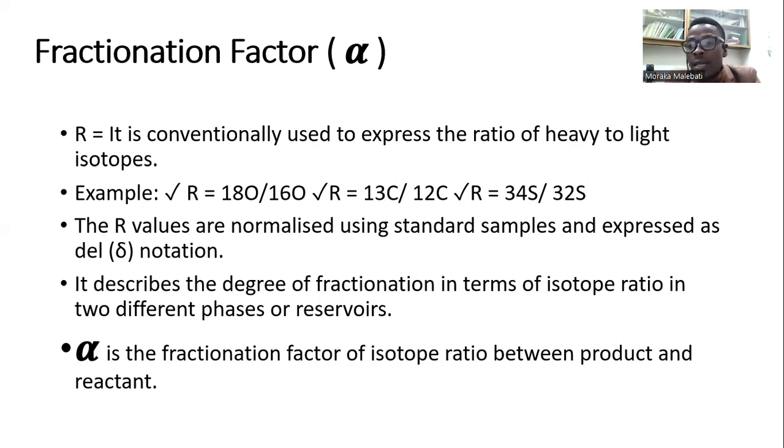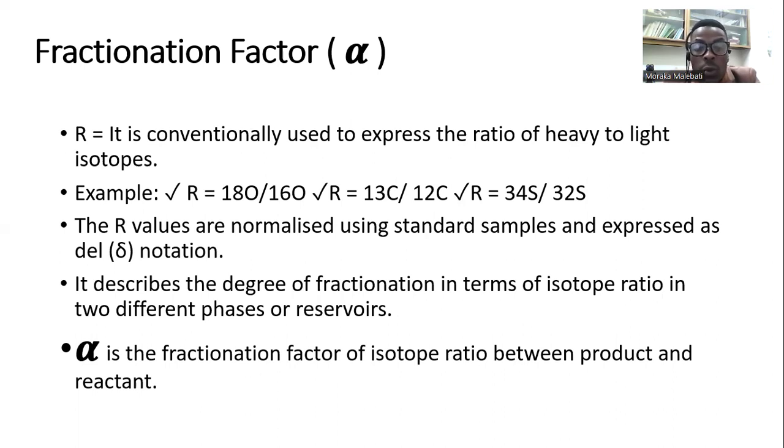We have to normalize these things because they must be expressed in per thousand. If you don't express them in per thousand, those values will be too small and you cannot interpret them. So to interpret them, you have to normalize them and express them in per thousand. I'm going to show you in a bit. If you normalize those ratios, it is a good way of describing the degree of fractionation in terms of the isotope ratio in two different phases or reservoirs.